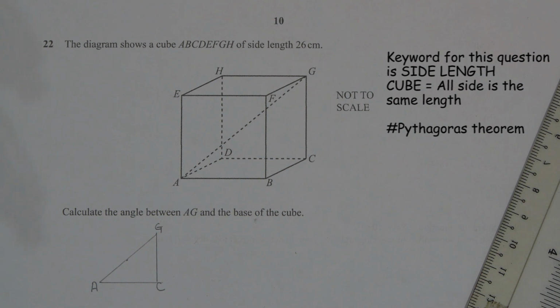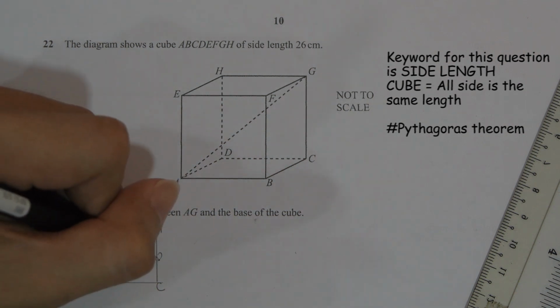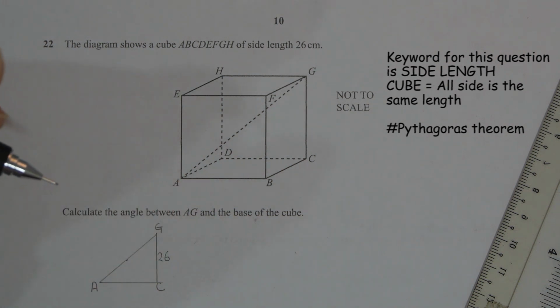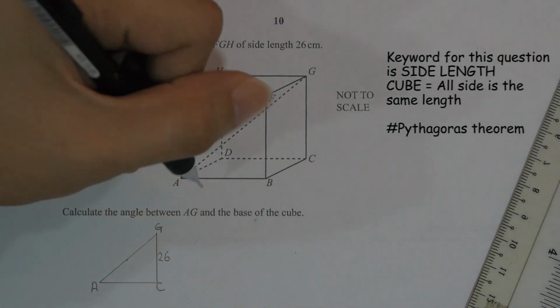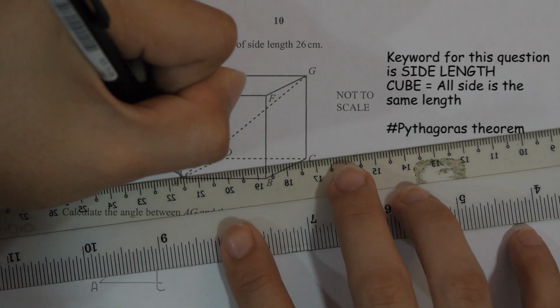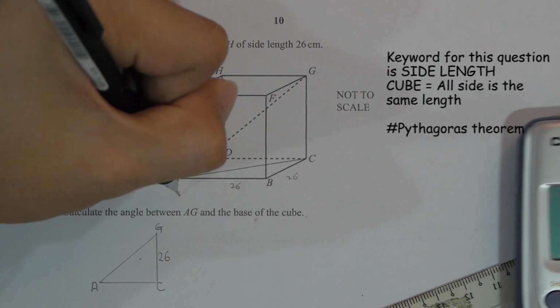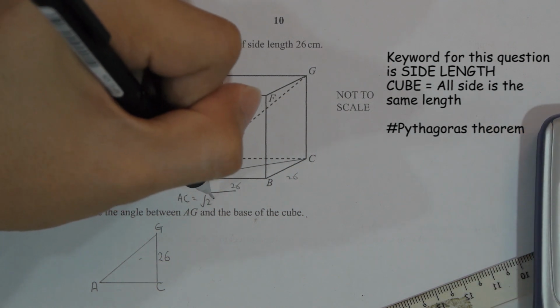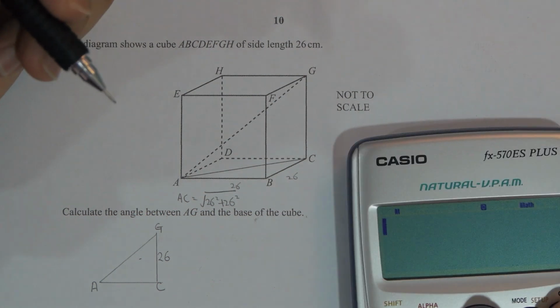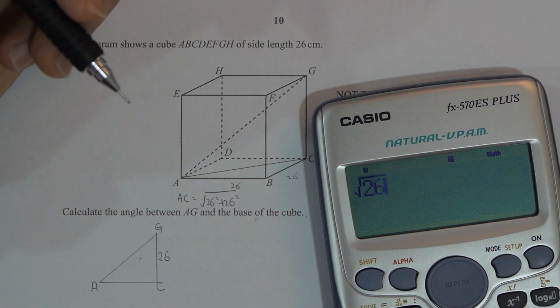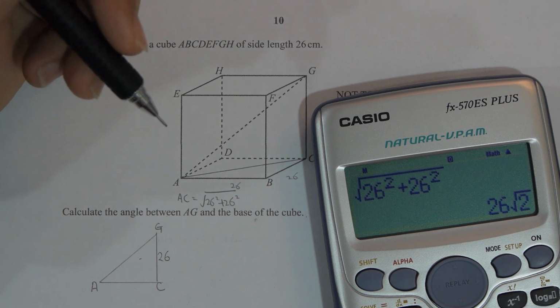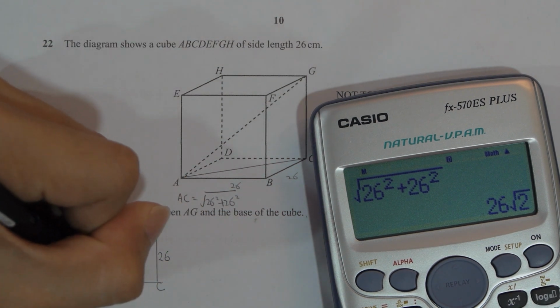However, for me to find the angle, I must have at least 2 pieces of information. So in our case, I lacked AC. So for me to find AC, I'm required to use Pythagoras theorem, since I have AB's value and BC's value. So AC will be square root of 26 squared plus 26 squared. So it's actually 26 square root 2.